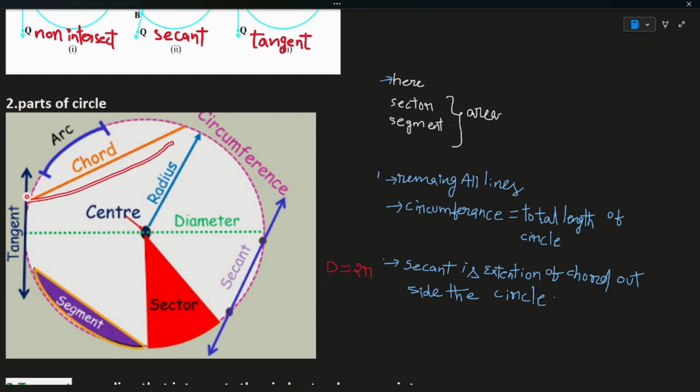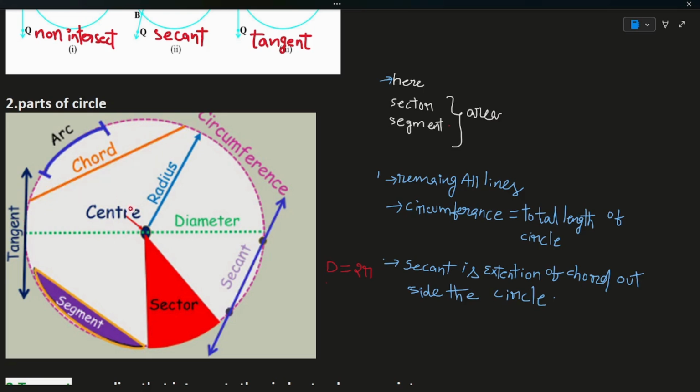What is a chord? Simply, a chord is a line which connects 2 points which are located on the circle. See, let us imagine this is a point on the circle. This is also a point on the circle. I am connecting them with a line. So this line becomes the chord.